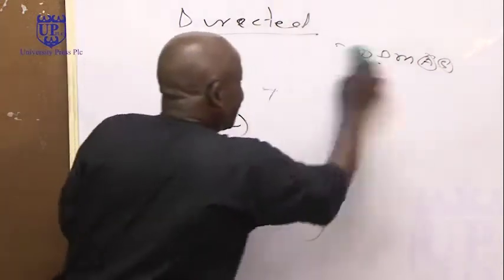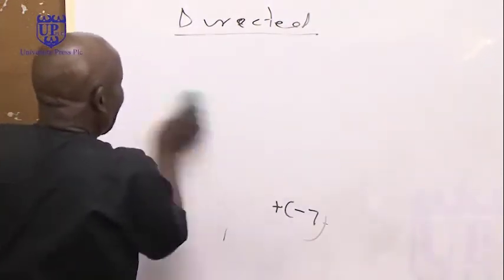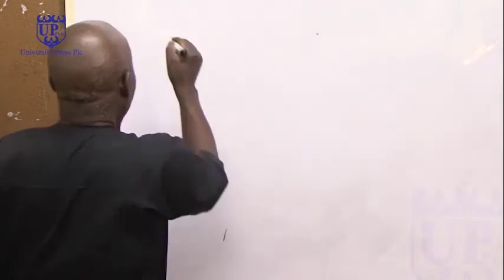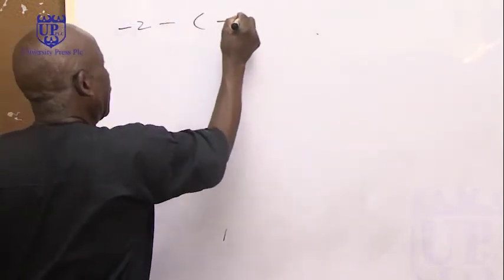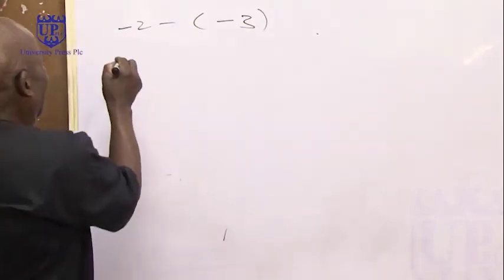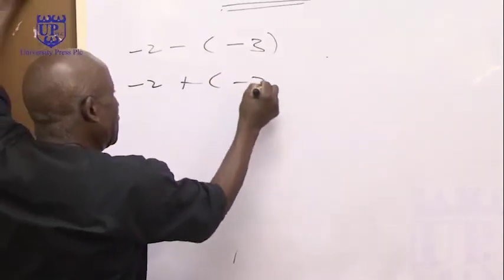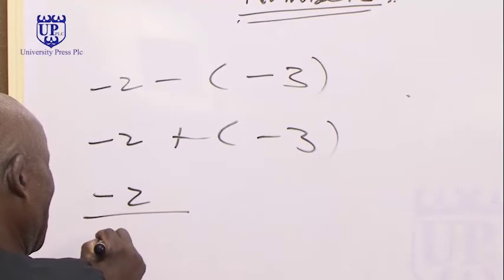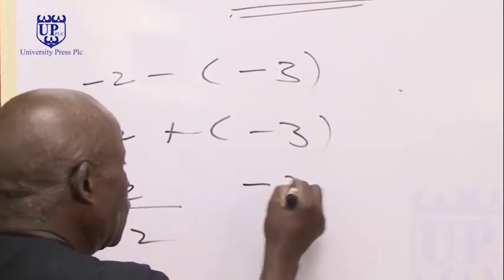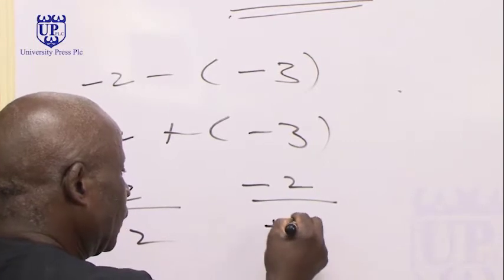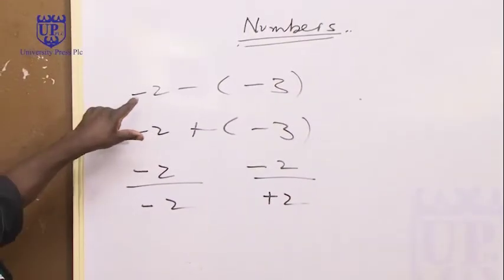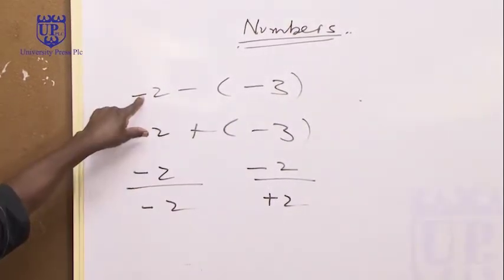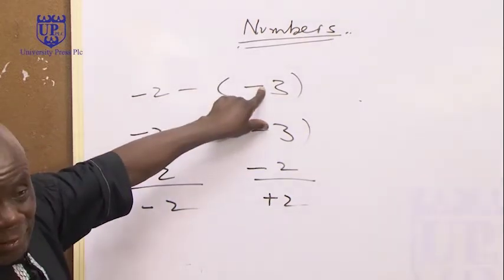Look at this. Minus 2 minus 3. Minus 2 plus minus 3. Minus 2 over minus 2. Minus 2 all over plus 2. This is minus, this is minus, they are referred to as directed numbers. This is a negative sign. This is a negative sign. This is another negative sign.